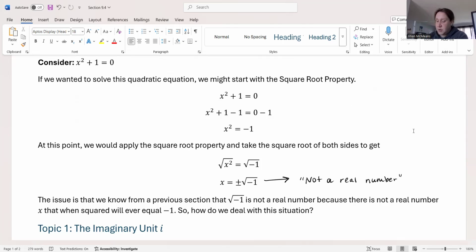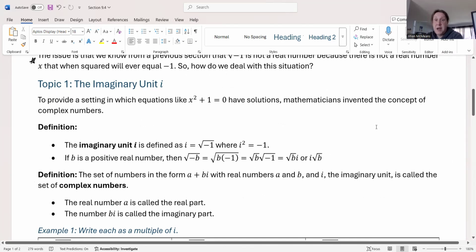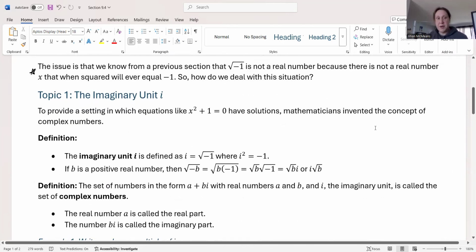That's what this sentence right here is alluding to. It says the issue is that we know from a previous section that the square root of -1 is not a real number because there is not a real number x that when squared will ever equal -1. No matter what x is, when you multiply it by itself, you're going to get a positive value. So how do we deal with this situation? That's what topic 1 is going to be about. Topic 1 is the imaginary unit i. Some of you may be familiar with this. If not, it's not too bad.